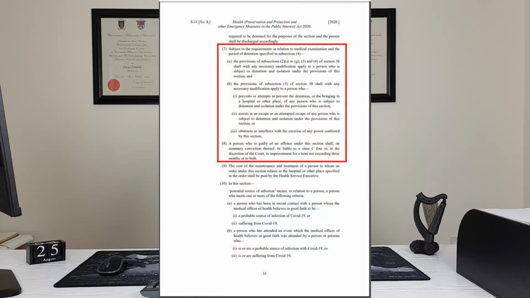Section 7 of the Health Preservation Act also confirms that any person, such as a parent or a guardian, who 1, prevents or attempts to prevent the detention or the bringing to a hospital or other place of any person who is subject to detention and isolation under the provisions of this section, 2, assists in an escape or an attempted escape of any person who is subject to detention and isolation under the provisions of this section, or 3, obstructs or interferes with the exercise of any power conferred by this section, is guilty of an offence which might expose them to a fine of up to €2,500 or 3 months imprisonment or both.